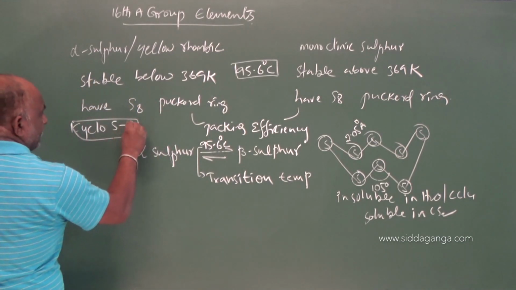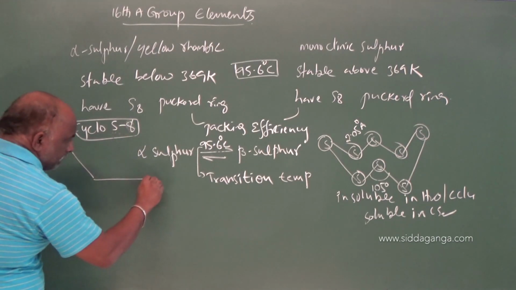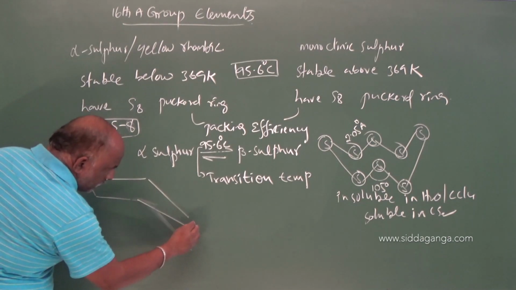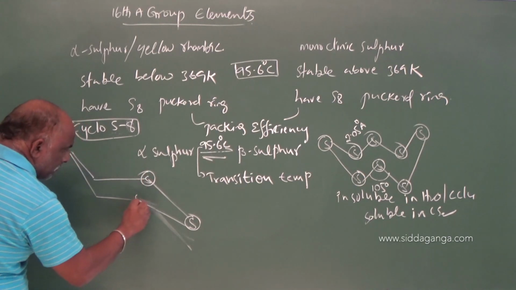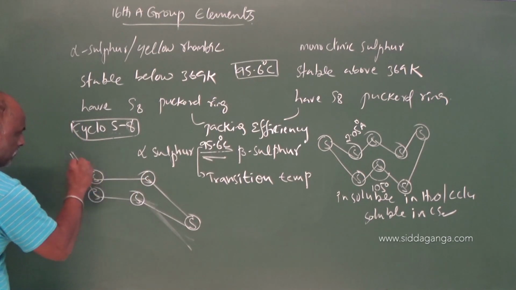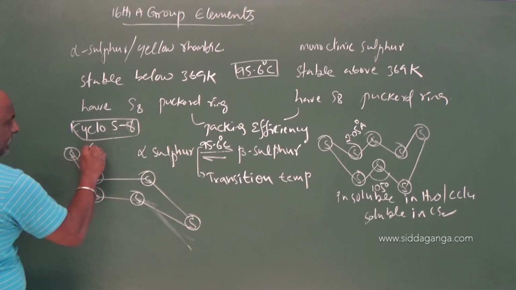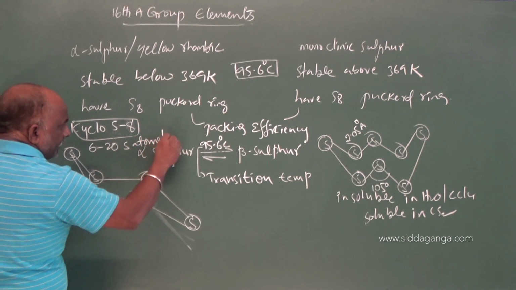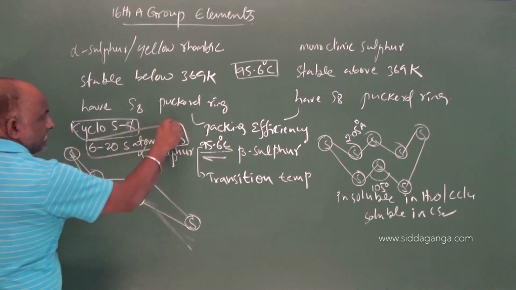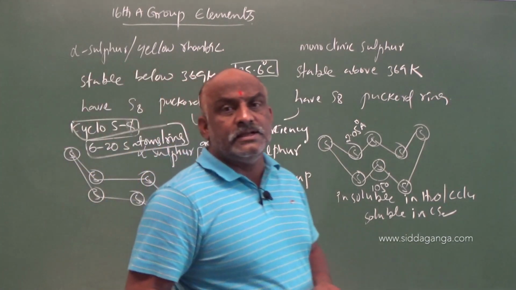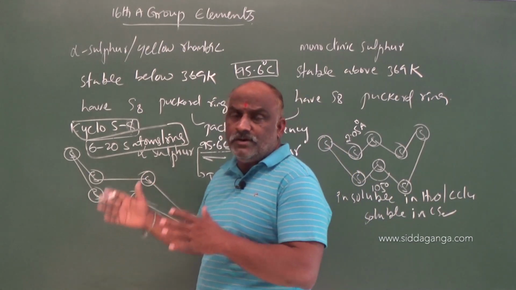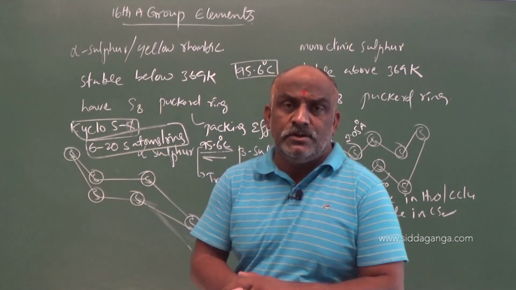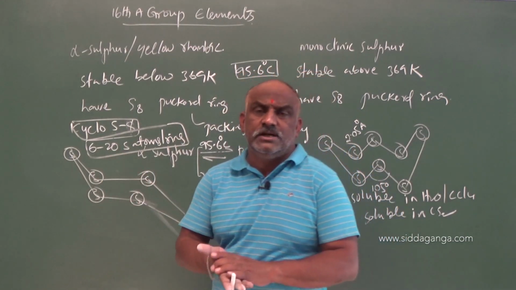Cyclo S8, not S6, S8. Just like the chair form it is. It contains 6 to 20 sulfur atoms per ring. One ring contains 6 to 20 sulfur atoms, so it is available in the form of chair. Here also the bond angle is 105 degrees and the bond length is 2.05 angstroms.